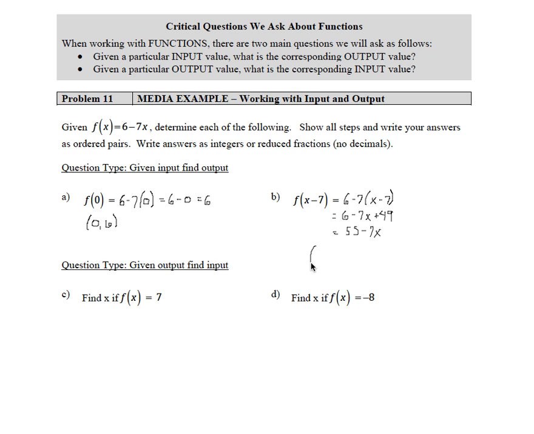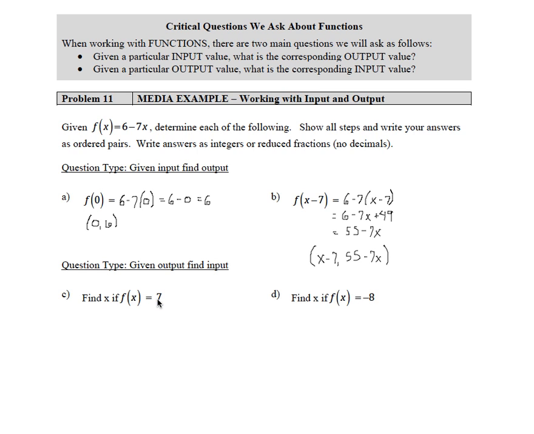Writing that as an ordered pair, we get x minus 7 is the input, 55 minus 7x is the output, and there is our ordered pair. Our second question type, given output, find input. Part A, find x if f of x equals 7.